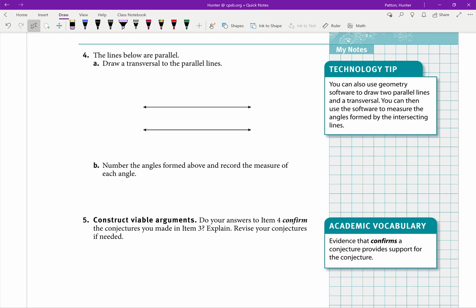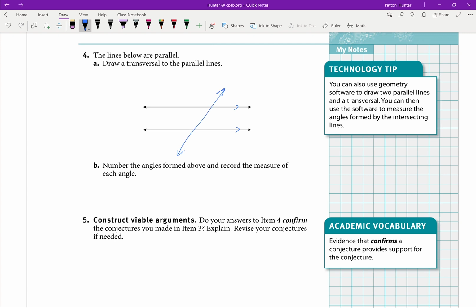Alright, and we're back. Number 4. The lines below are parallel. I'm going to go ahead and just draw these little arrows right here so I know they're parallel and we know they're parallel. I want us to just draw a transversal to the parallel lines. That's just a line that cuts through both lines. So, boom.